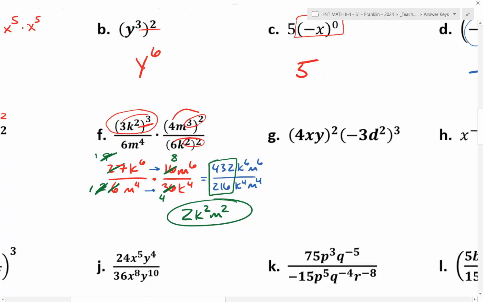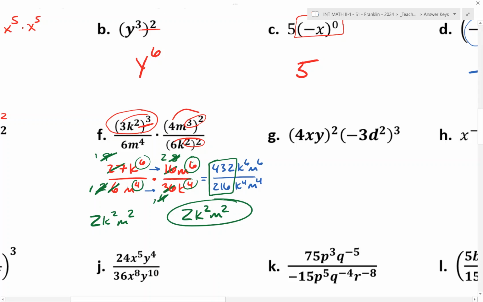And then 8 and 4, that's 2. So we can simplify all that down to a 2 before we even do any multiplying. And then, since it's all being multiplied together, you know you're going to subtract this 6 and this 4. Same thing with this 6 and this 4. So if you're able to, you can simplify these like that.